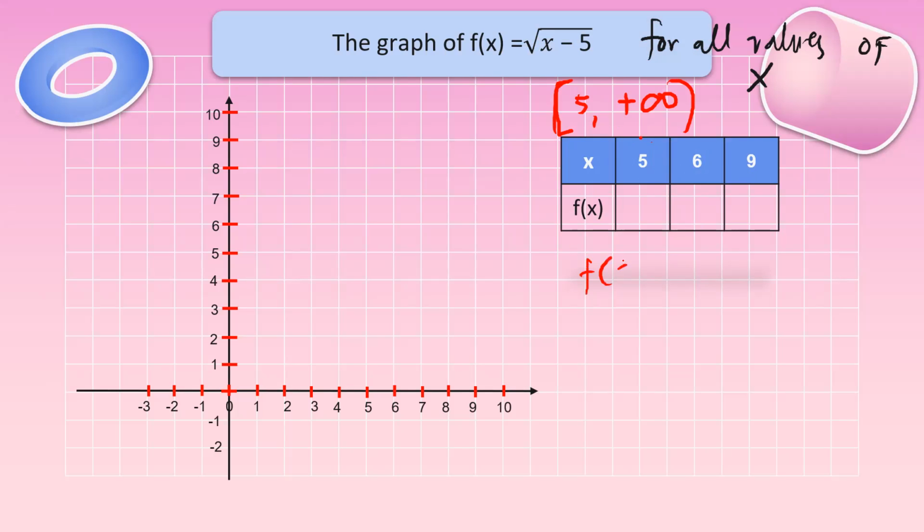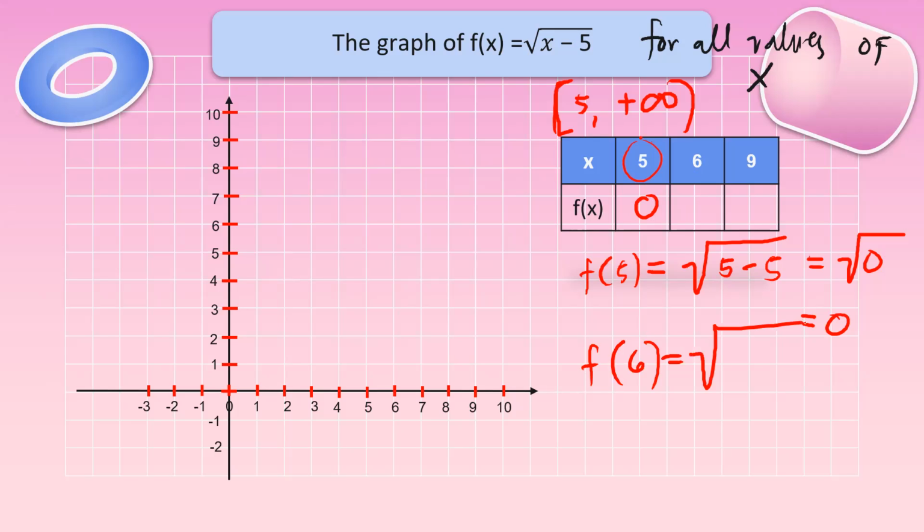So f of 5 is equal to the square root of x minus 5, where x is 5. So 5 minus 5, so the square root of 0. The square root of 0 is equal to 0. So that is 0. Next, f of 6, where x is 6. So the square root of 6 minus 5 is equal to 1. So that is 1.